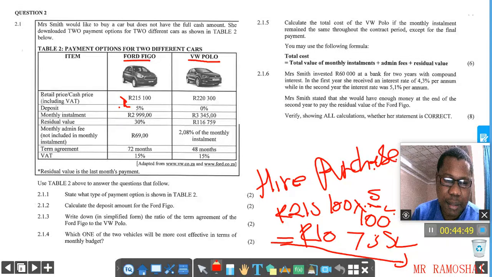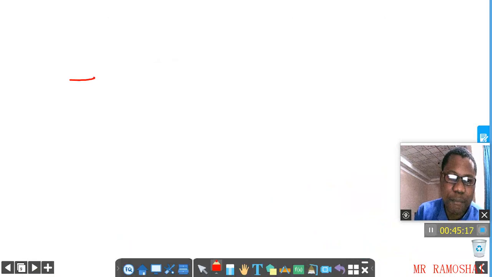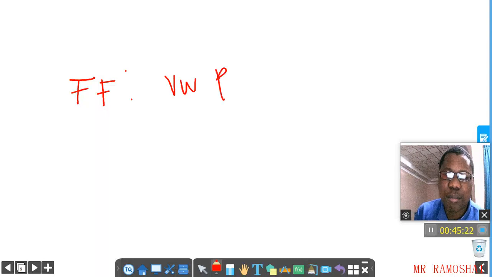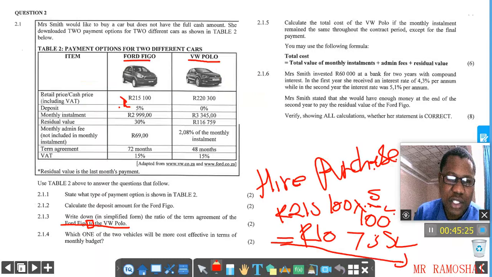Right. Number 3, write down in simplified form the ratio of the term agreement of Fortfigo to VW. So every time when you do the ratio, you look where there's the word "to". It plays the important part. So when you write this, it's going to be Fortfigo to VW Polo. But now, what are they talking about? They are talking about the term agreement.